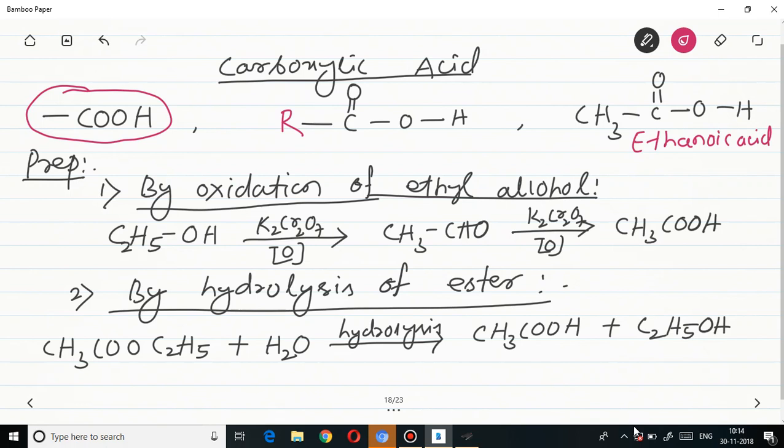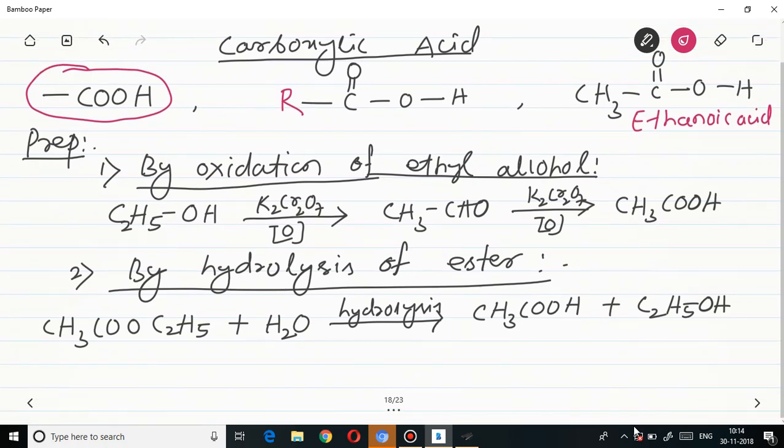Now, how to prepare this? We can prepare this by oxidation of ethyl alcohol. I can take ethyl alcohol and oxidize it in presence of potassium dichromate. This will become ethanal and again it will become ethanoic acid. Simple. Another method is by hydrolysis of ester. This is very important.